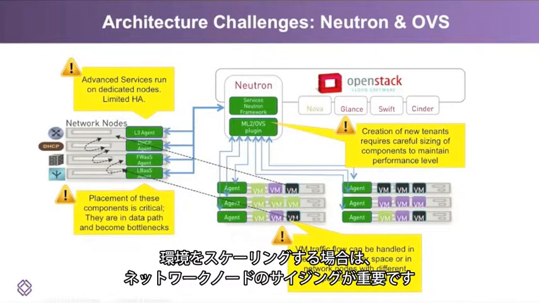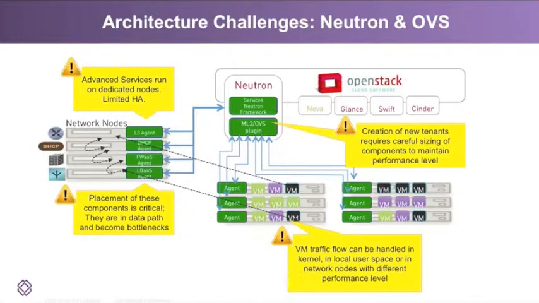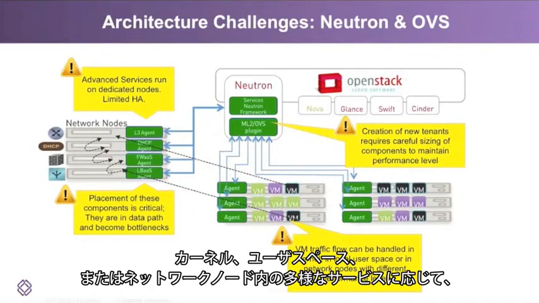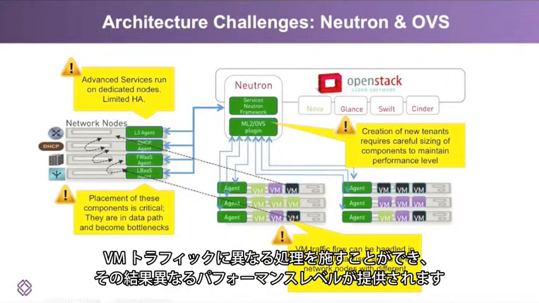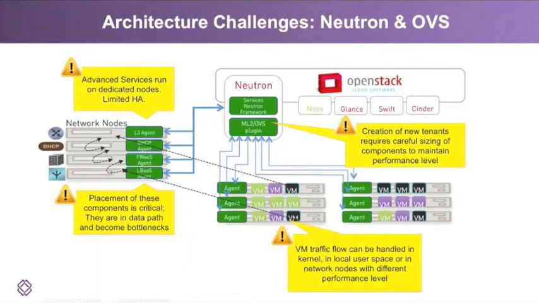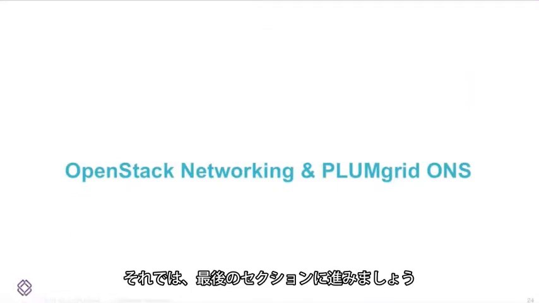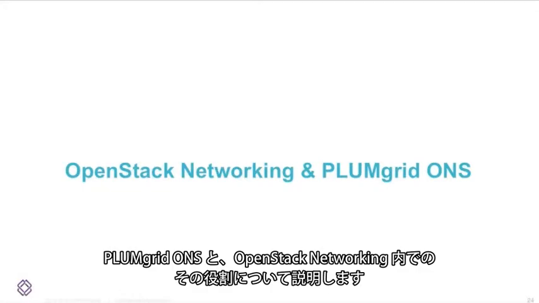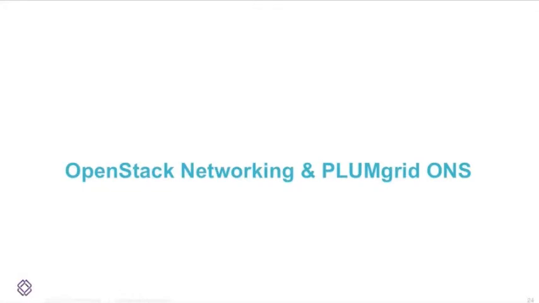When scaling the environment, sizing of the network nodes is critical. And VM traffic can be handled differently depending on the different services, either in kernel, user space, or within the network nodes, translating into a very different level of performance. Now let's move to the last section, covering PLUMgrid ONS and its role within OpenStack networking.